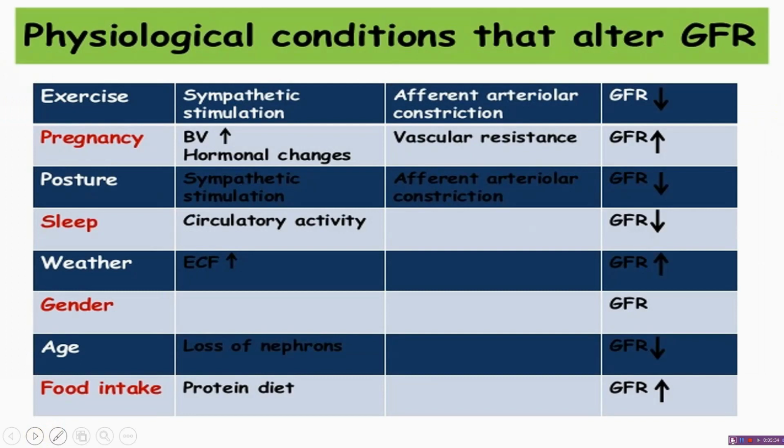There are some physiological conditions that alter the GFR. In pregnancy it increases, and with food intake it increases. With age, as there is loss of nephrons, the GFR decreases. Also with posture and sleep, and with sympathetic stimulation causing constriction, the GFR decreases.